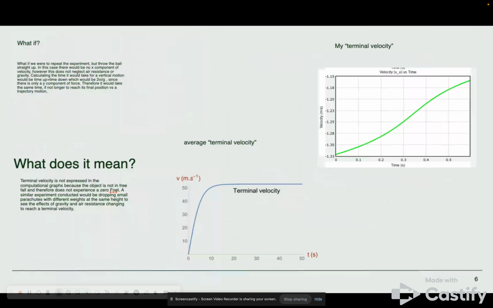So what if we were to repeat the experiment but throw the ball straight up? In this case, there would be no x component of velocity. However, this does not neglect air resistance or gravity. Calculating this would take, for vertical motion, the time up plus the time down, which would be 2 times the initial velocity over gravity. Since there is only a y component of force, it would take the same time, if not longer, to reach its final position versus a trajectory motion.